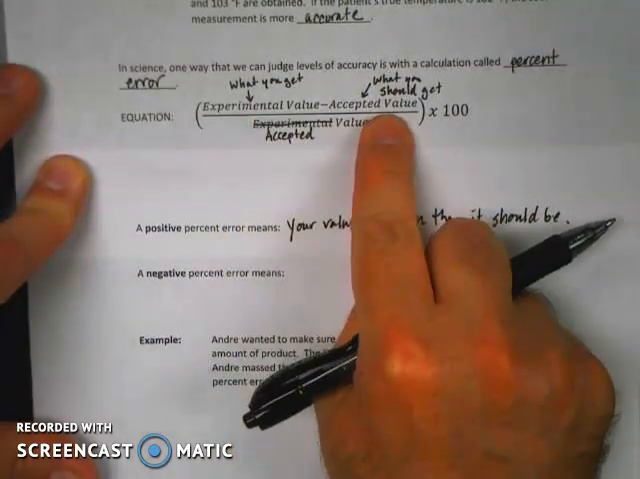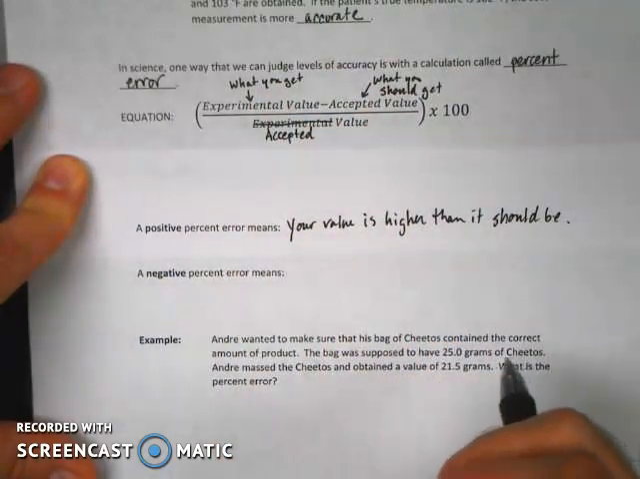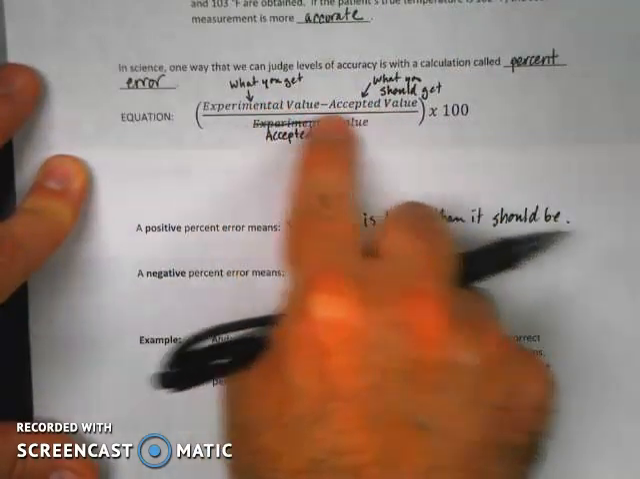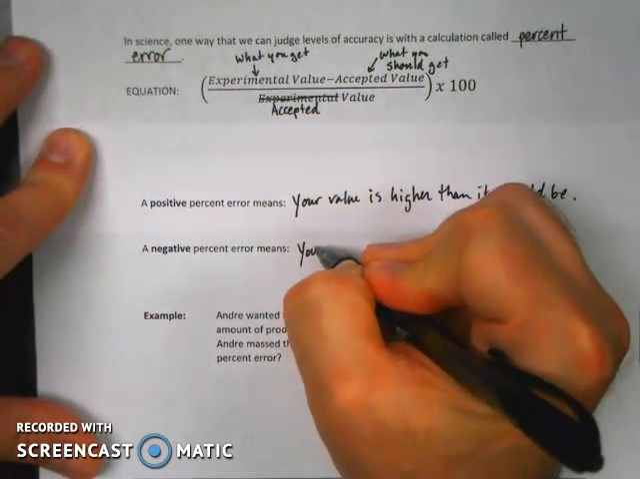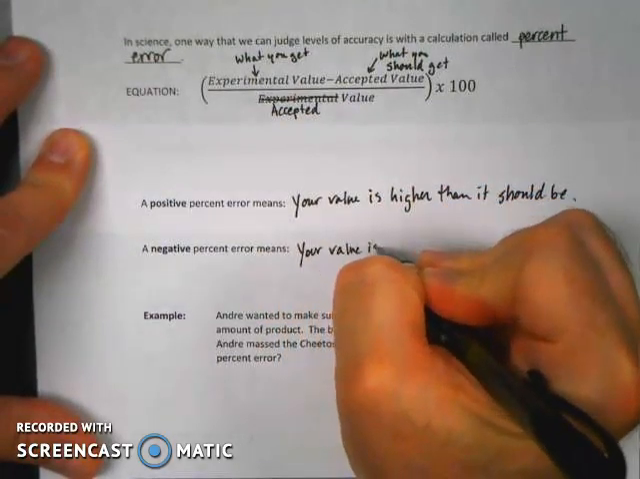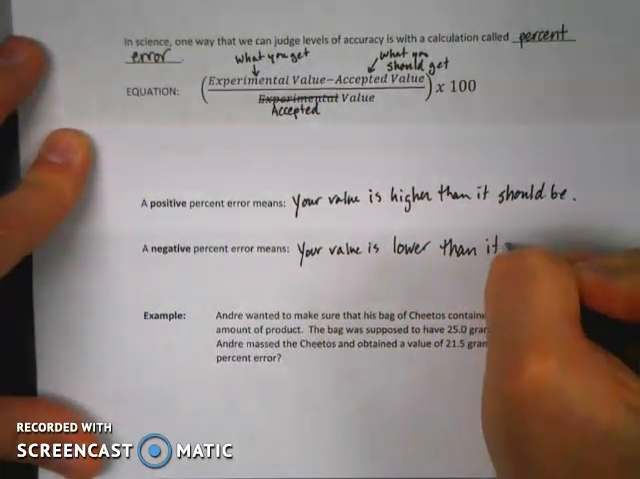Now, if the accepted value is really big and what you get is below that, then this value in the numerator of this equation is going to be negative and it's going to make the whole percent error negative. So that means that your value is lower than it should be.